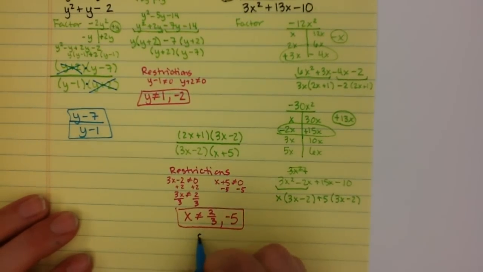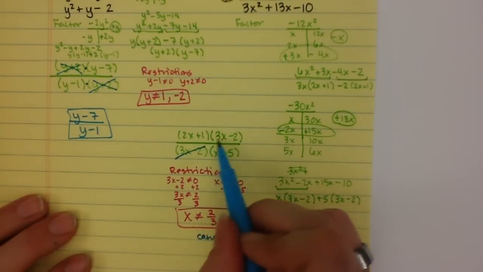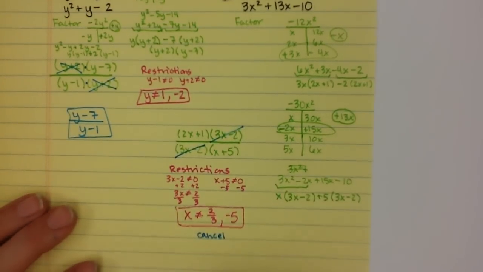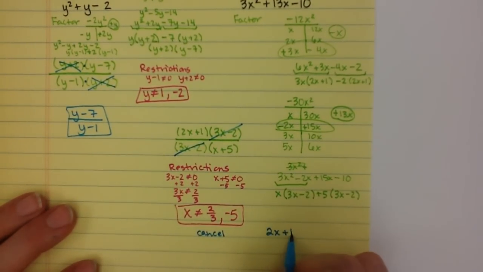And then I can go ahead and cancel. 3x minus 2 matches 3x minus 2. So I'm going to be left with 2x plus 1 over x plus 5.